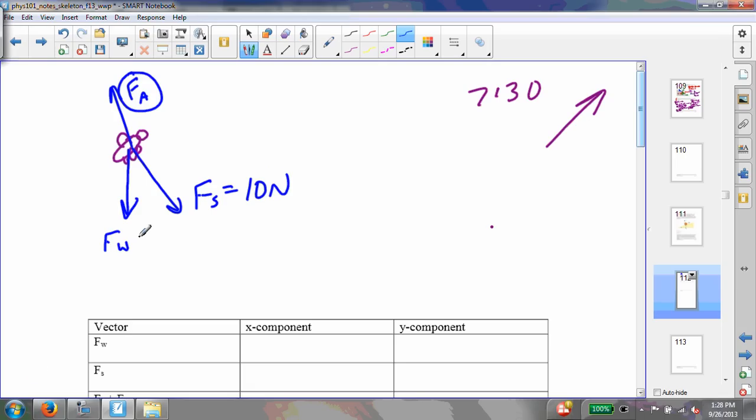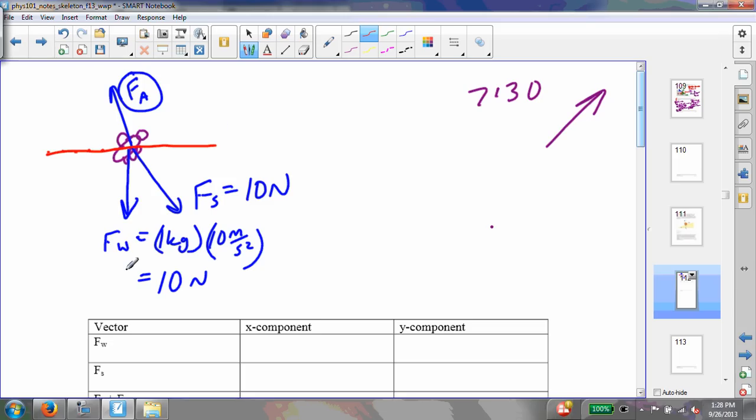I need to estimate the weight, mass of a squirrel. A big squirrel is about a kilogram or so, it's a couple pounds. So 1 kilogram times the acceleration due to gravity, which I'll just round off to 10 meters per second squared. All right, so that's equal to 10 newtons. So I have 10 newtons for both the weight and for the tension in the string. I'm going to draw my vectors here, my coordinate system. There's my x-axis. There's my y-axis.